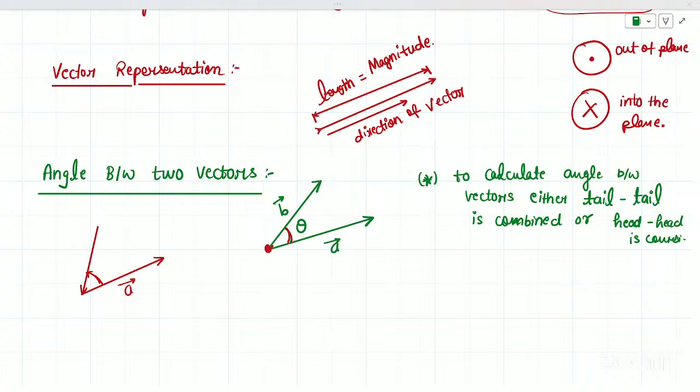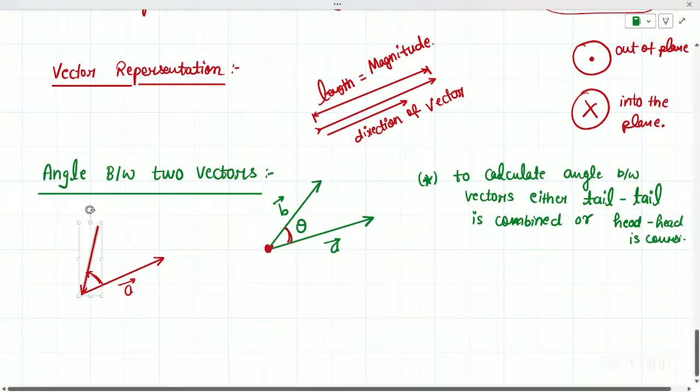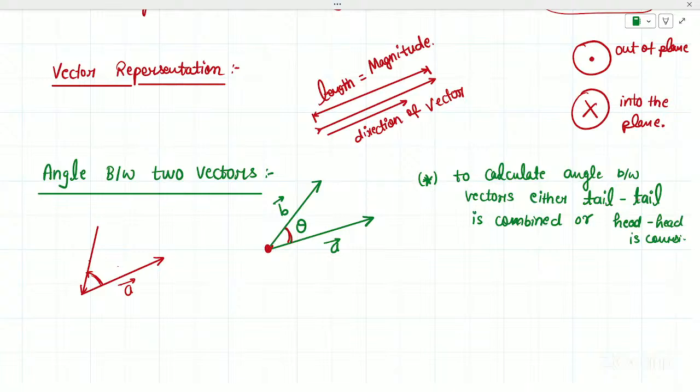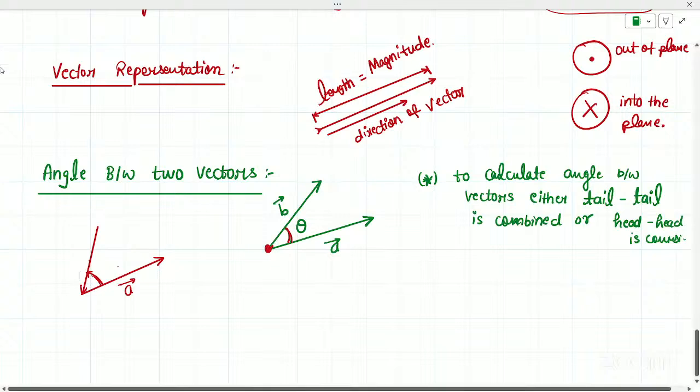So as I was talking about the angle between two vectors, we can say these two vectors are not aligned as per the prescribed detail. Either the tail and tail should combine, or the head and head is combined. So what we will do, as vectors are free in space, is move this vector in such a way that we combine the head of it like this.